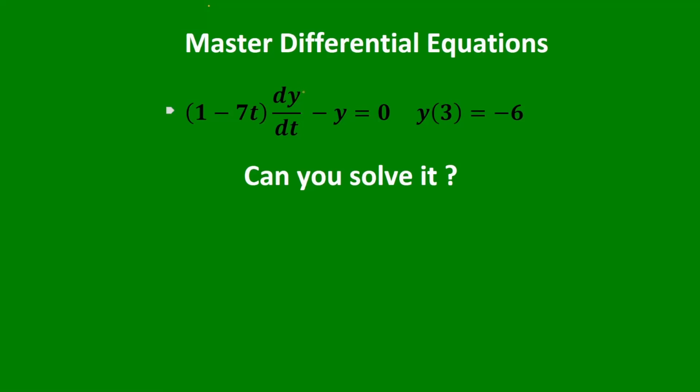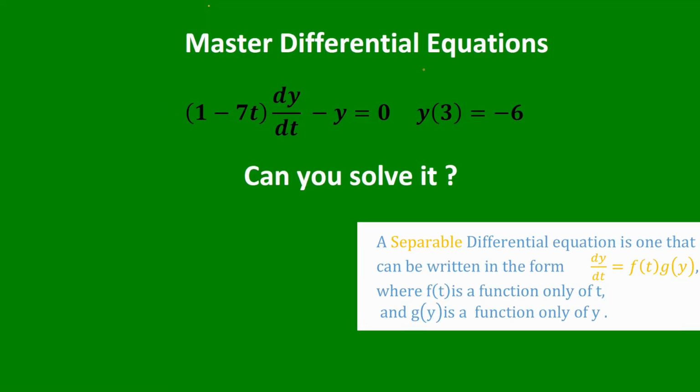How can we solve this initial value problem? This is a separable differential equation, and it has an initial value, that is, y of 3 is equal to minus 6. So we're going to get a unique solution. The independent variable is t, and that's usually time, and the dependent variable is y.